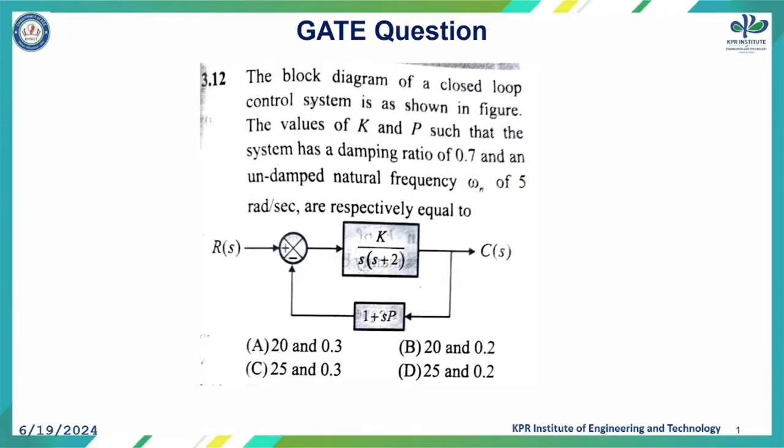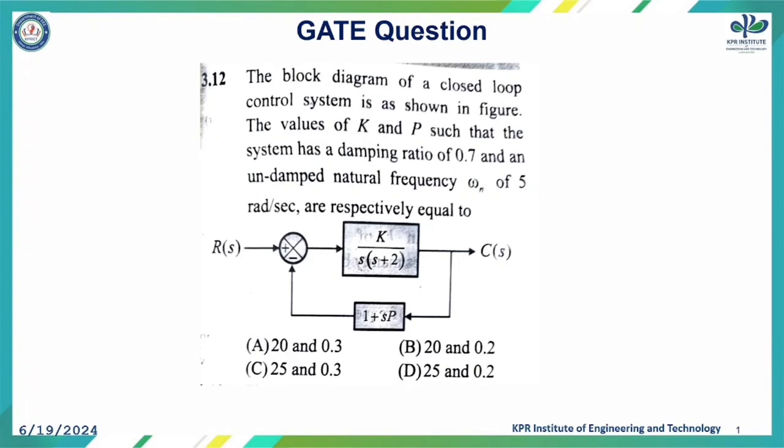In this video, we are going to discuss a GATE question related to the control system course. The question is: the block diagram of the closed loop control system is as shown in the figure. The values of K and P such that the system has a damping ratio of 0.7 and an undamped natural frequency omega n of 5 radians per second are respectively equal to. From this question, we want to find out the K and P values.